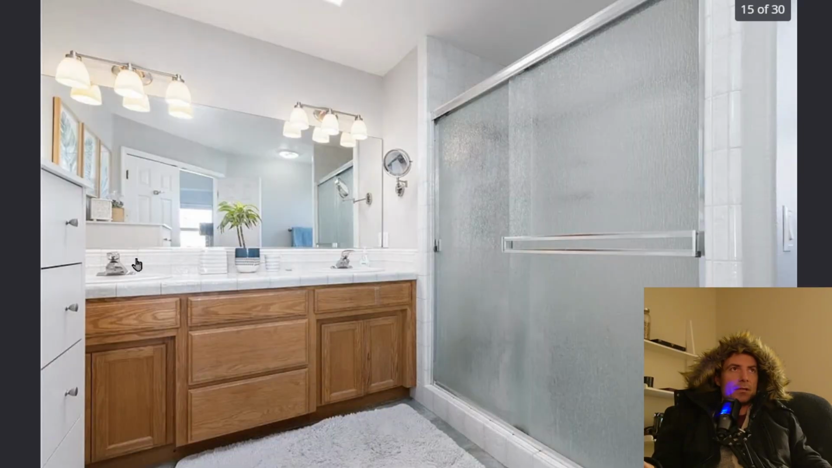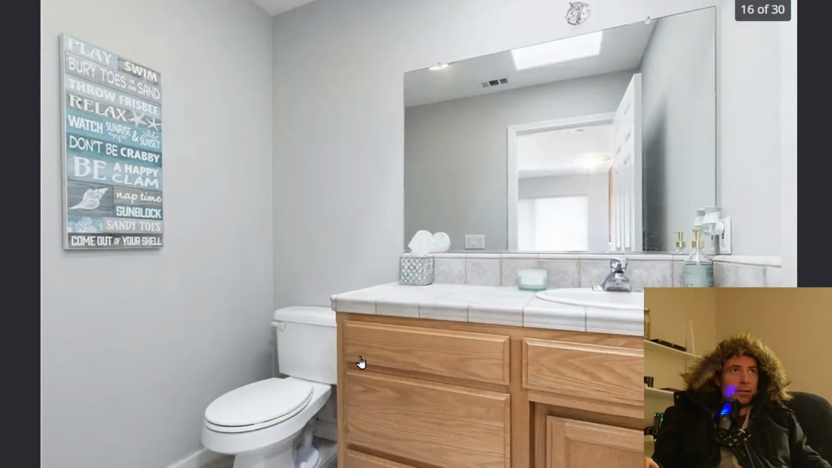Nice walk-in closet. What do you say about a bathroom? It's a bathroom. Never been a fan of this wood tone. Go bright, go dark, do a weird color. You're doing it here. You're doing the thing I want in this beach theme.